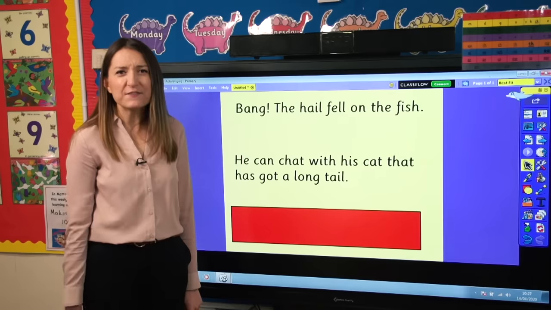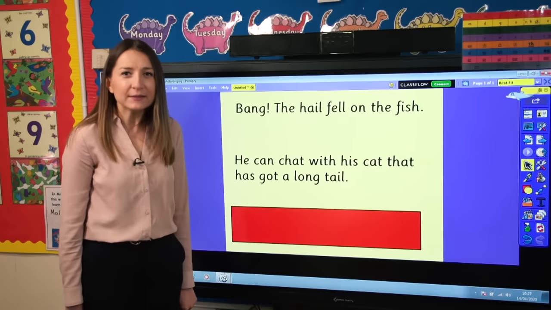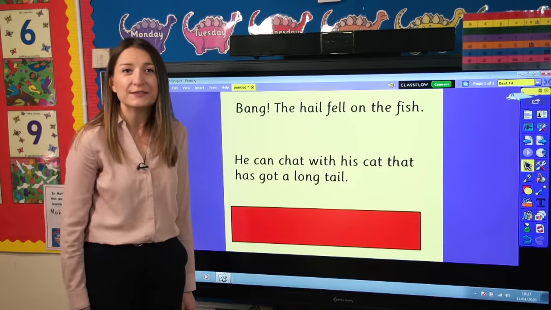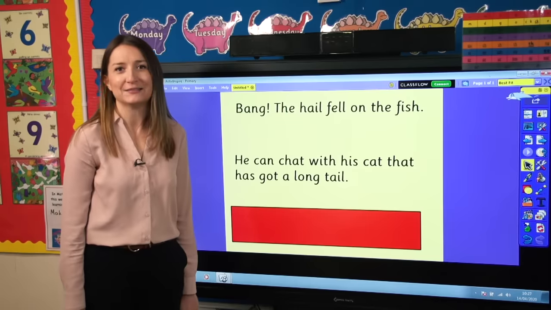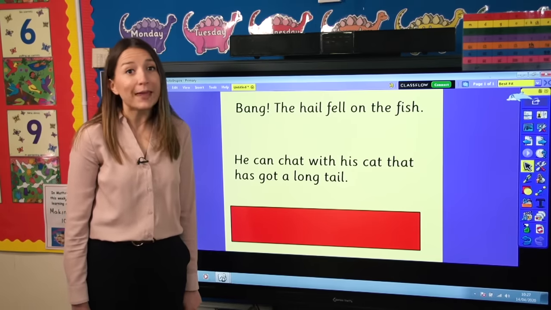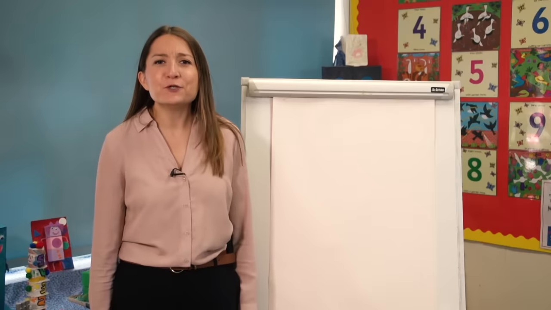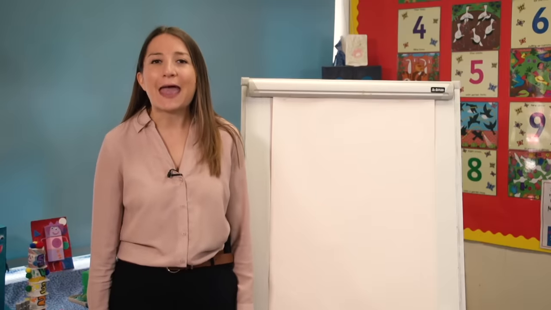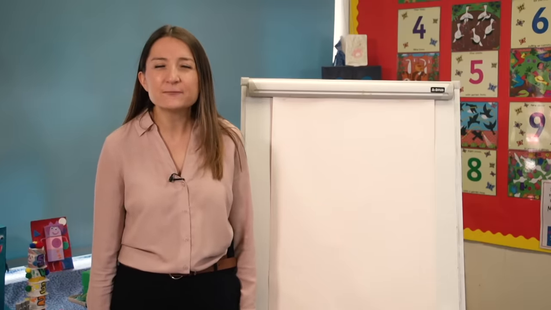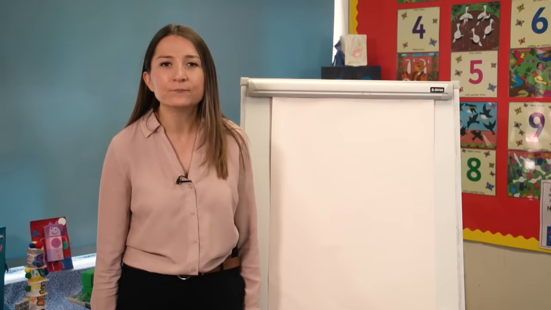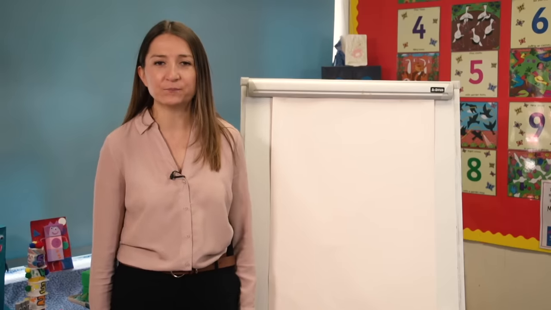Wow. Let's finish by spelling some words. Because if you can read a word, then you can have a go at spelling it. You will need your paper and something to write with. Let's spell two words with our focus sound ai. Let's spell rain. Segment the sounds with me.